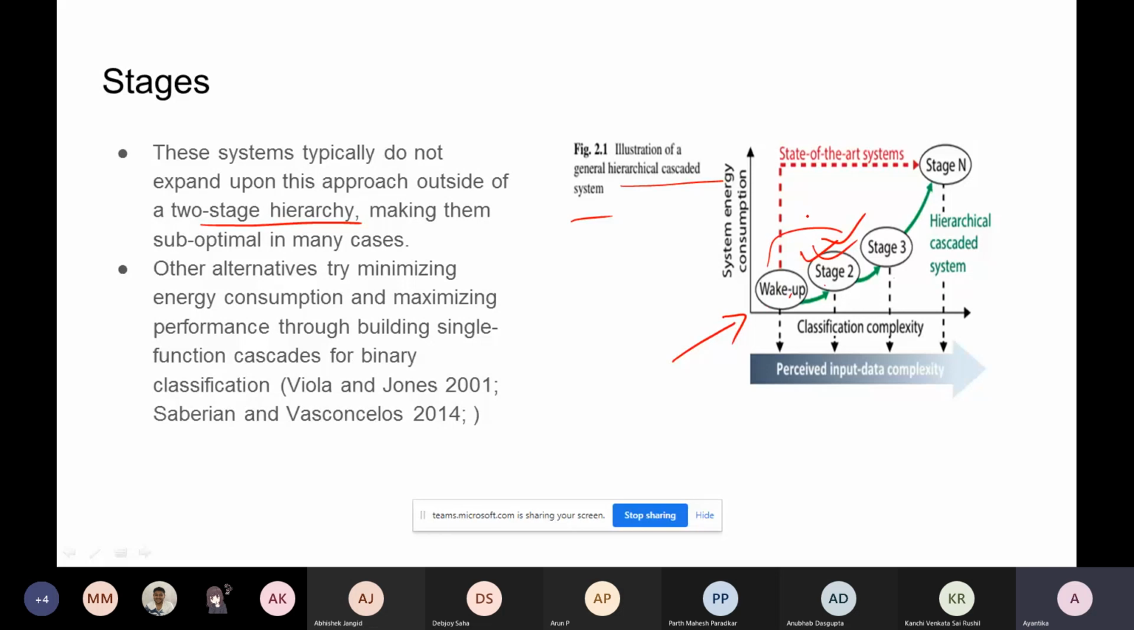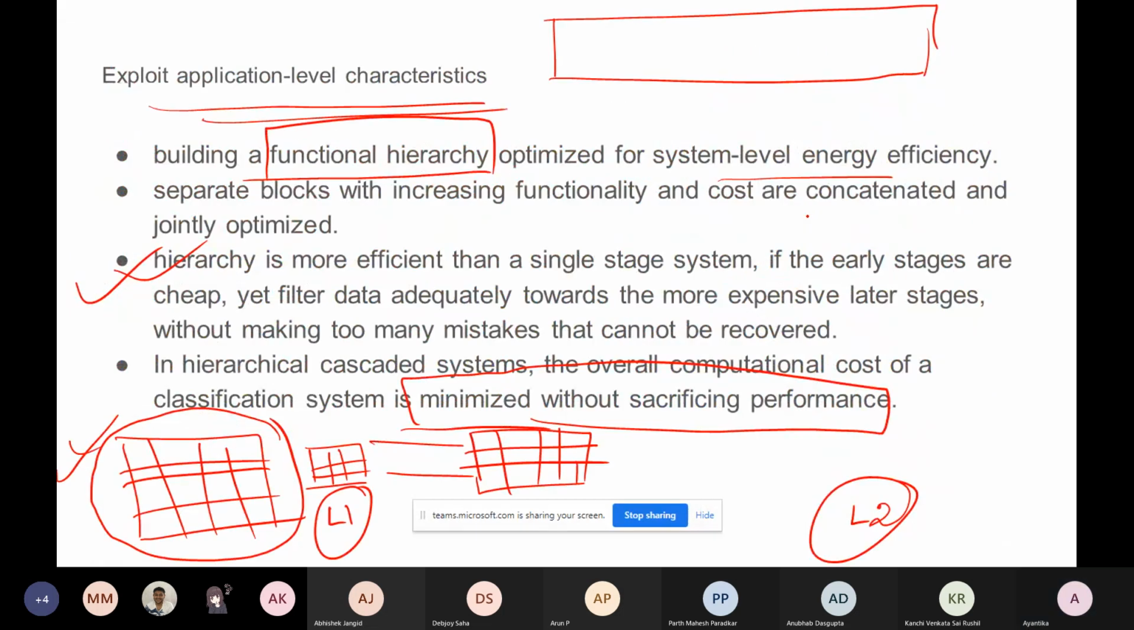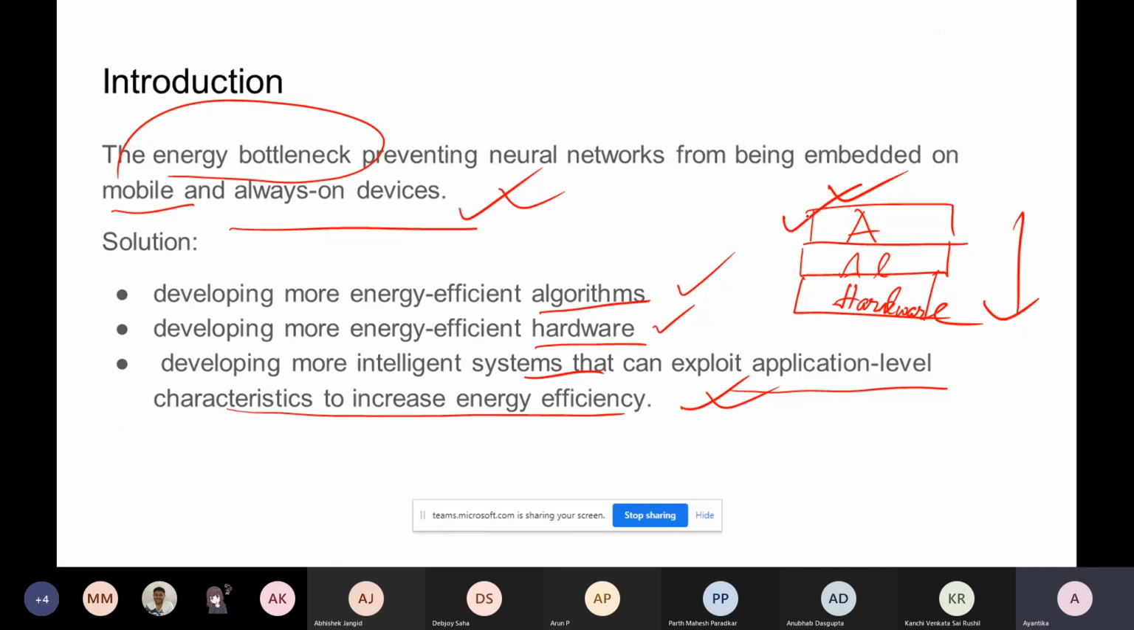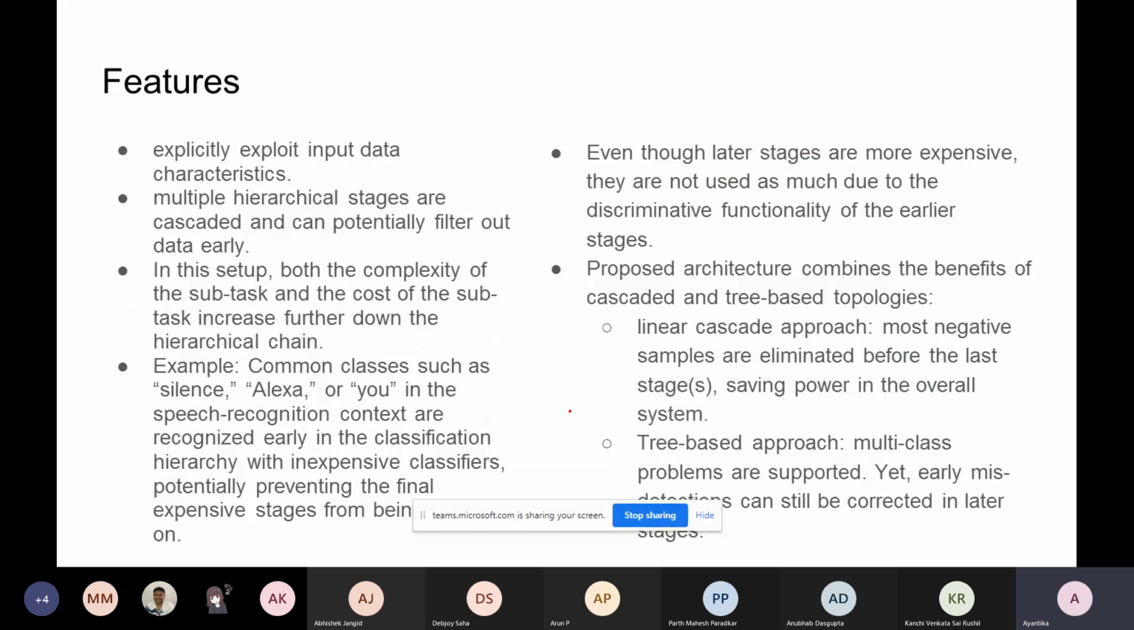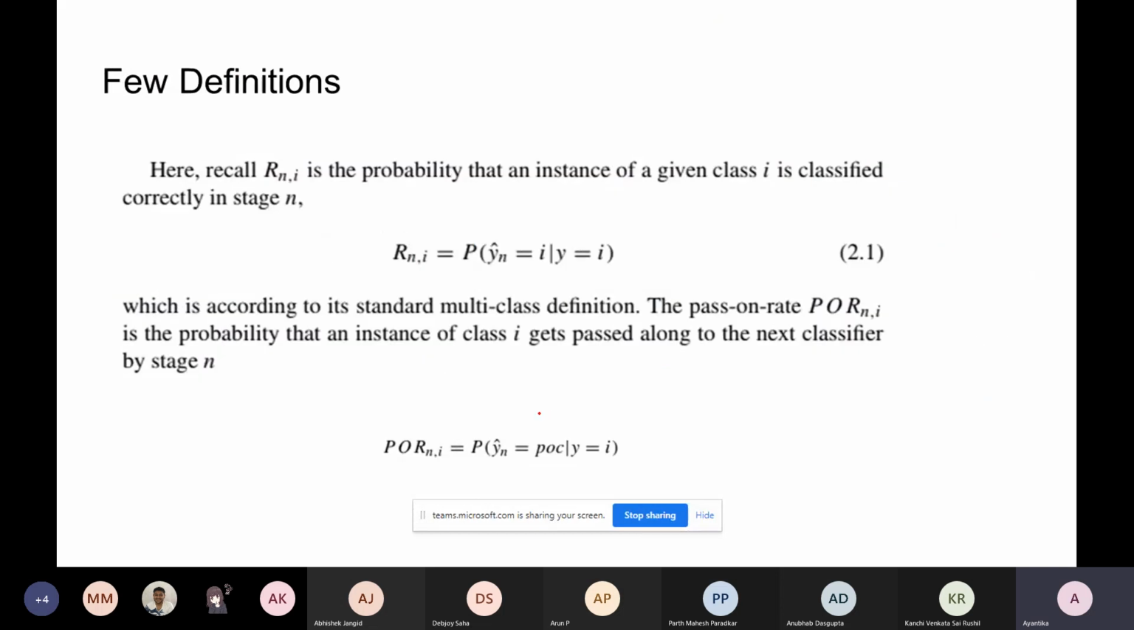These stages will grow based on the type and nature of the application you are handling. That's why we are saying this example is related to the third part: we are exploiting application level characteristics to increase energy efficiency. We will come to this feature later. First, we take a few definitions and then come back. We will see these features with the example.